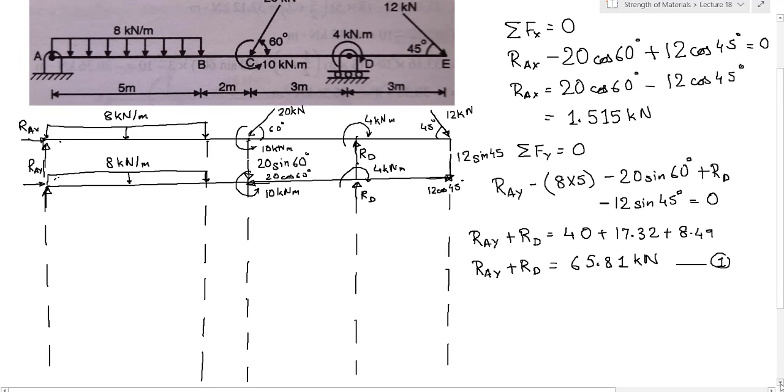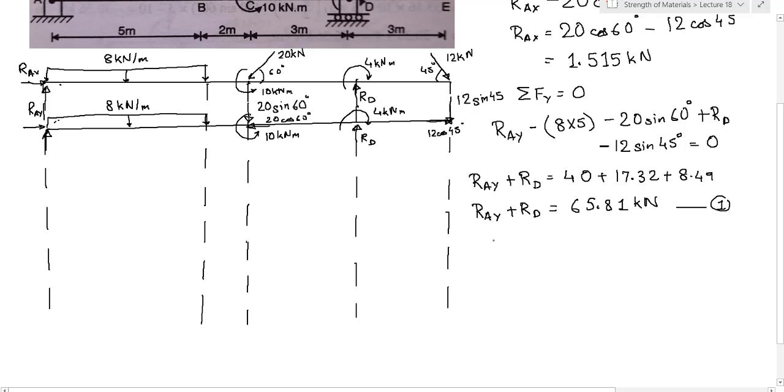Now what can we do? We can do summation MA, right? So summation MA is equal to 0, right? In this case, what are the moments about the point A? First of all, there is that uniformly distributed load. So it will be 8 into 5 into 2.5, right?